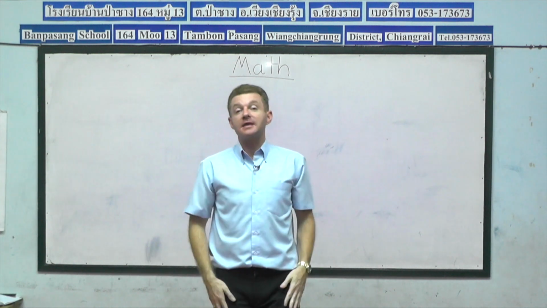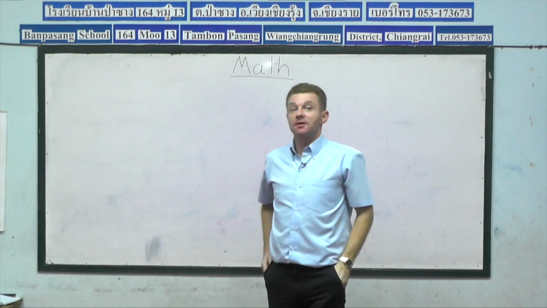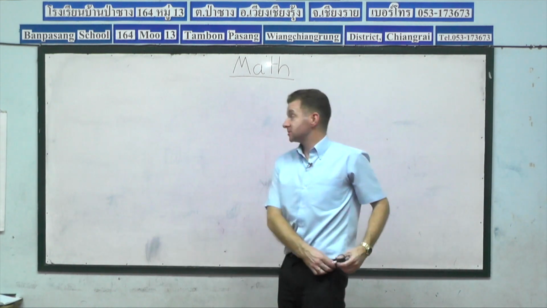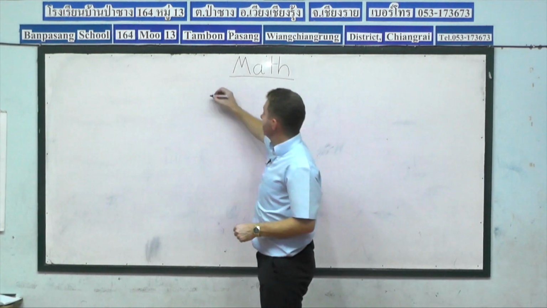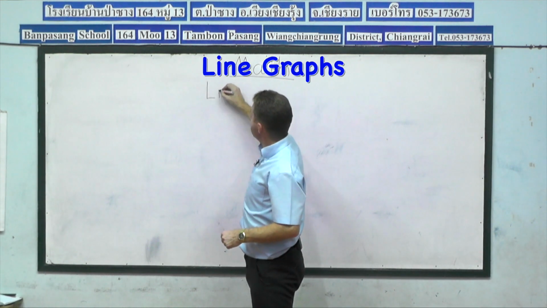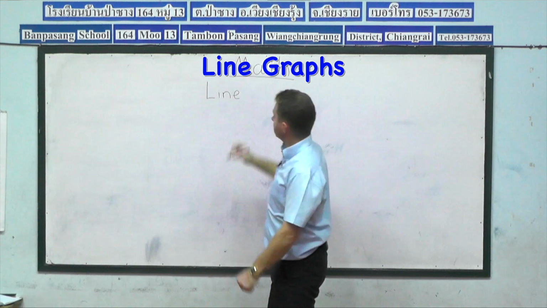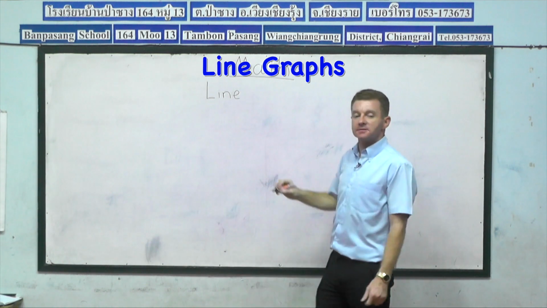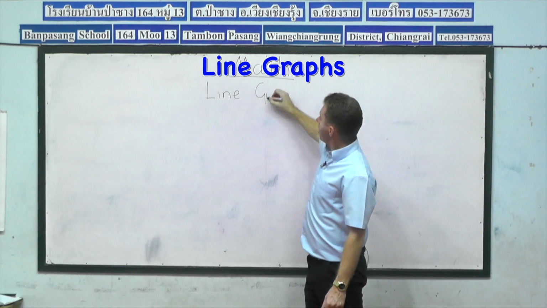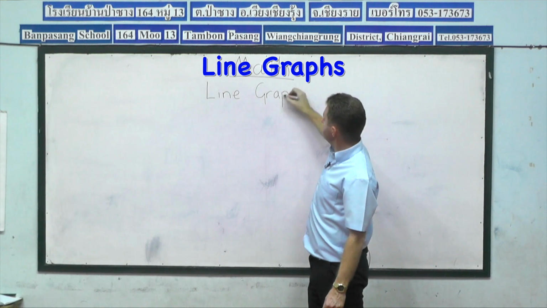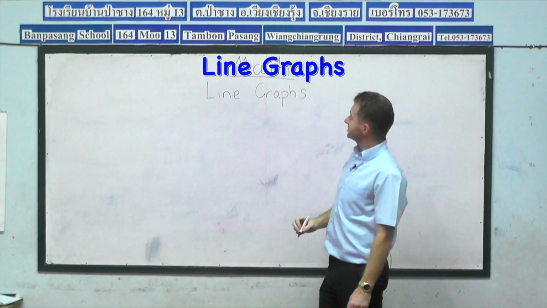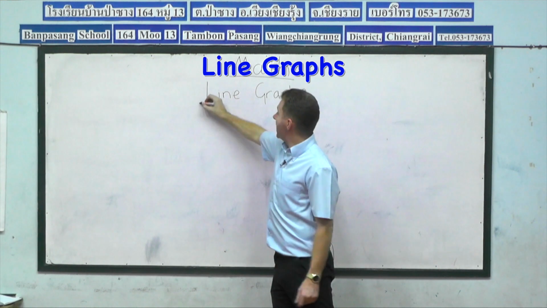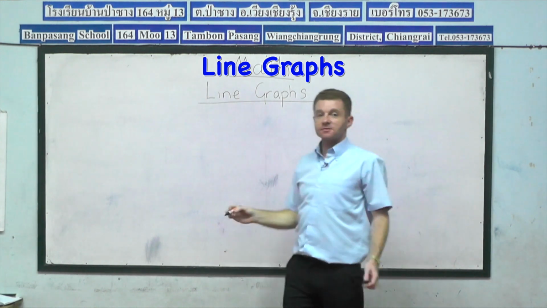So now we're taking a look at line graphs. So let's write that phrase on the board first. Line is spelt L-I-N-E. How do we spell graphs, guys? G-R-A-P-H-S. So all together, line graphs.